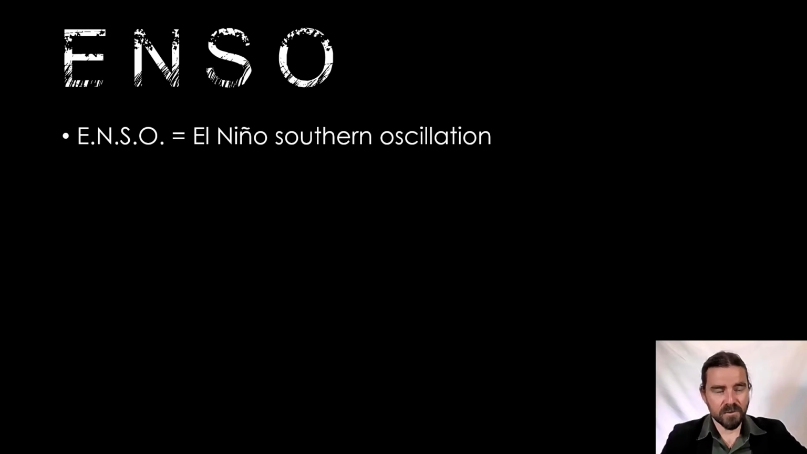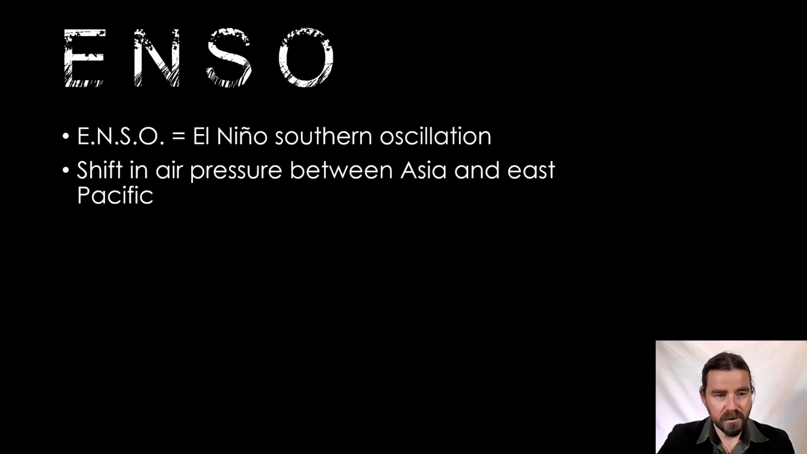Right, ENSO. Those initials stand for the El Niño Southern Oscillation. Oscillation just means to flip back and forth, yeah? So the Southern Oscillation is the flipping back and forth of a weather pattern between Asia and the Eastern Pacific. And you'll see some maps which should help explain that a bit better in a sec. So it's a shift in air pressure between Asia and East Pacific. Air pressure makes a big difference to weather.